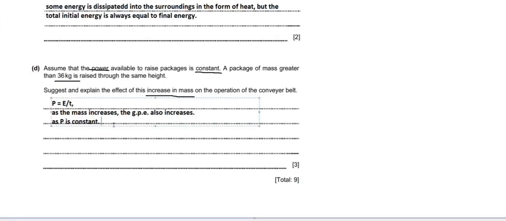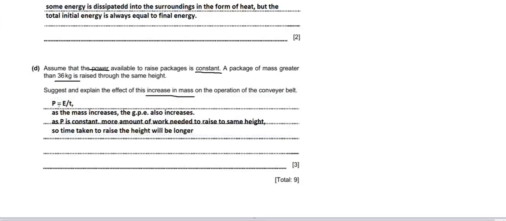So we can say here more amount of work is needed to raise to the same height, because energy is nothing but the work and energy is directly proportional to T. So more amount of energy, more amount of work is needed to go to the same height, and as the power is constant, the time taken to reach the height will be longer.